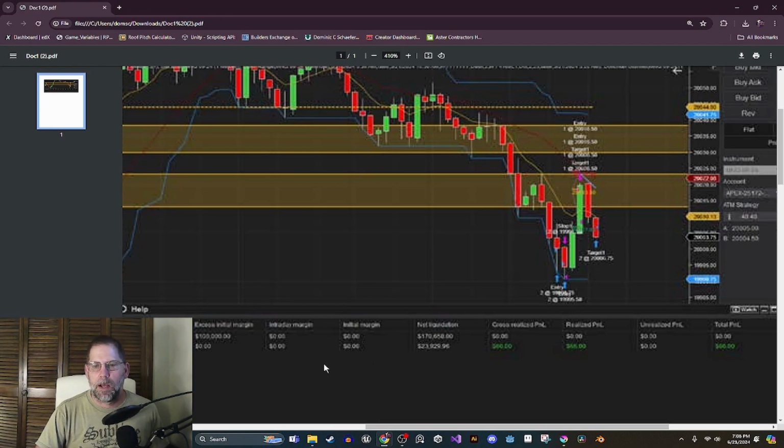As you can see, my net liquidation is at $23,925. That's a lot better than it was, because I was down $1,250, so I was at like 23,700 or something like that. So I'm working my way back up, and this is promising. This is good stuff here.